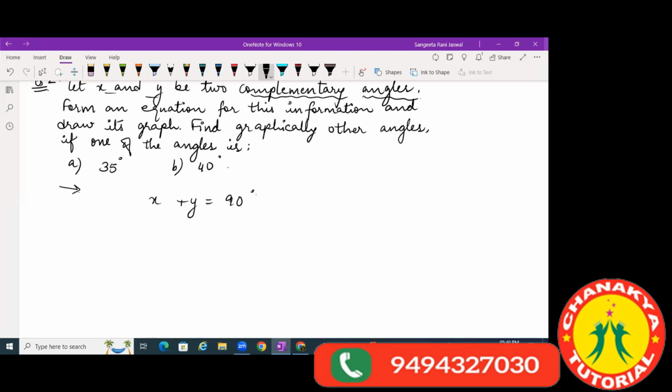That's absolutely right. Now we are asked to form a graph of this. If we take x and y, we know that the sum of x and y should be 90. So randomly, I'm just taking two angles.